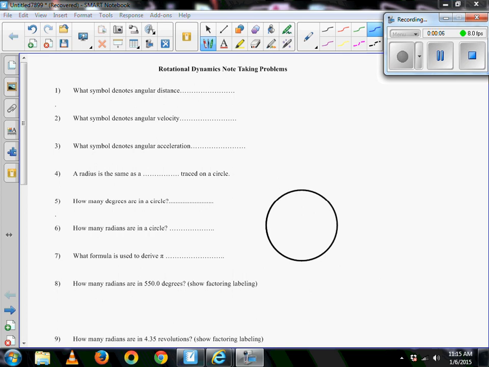One thing you'll know about this chapter is that all of the formulas will be exactly the same as they were when we were talking about linear motion. Now we're just going to be going around in circles, so that's why it's called rotational. And instead of using English letters, we're going to use Greek letters. So what letter in math class do you use to denote an angle? Theta, very good. It's usually written as a circle with a line through it, and it's called theta.